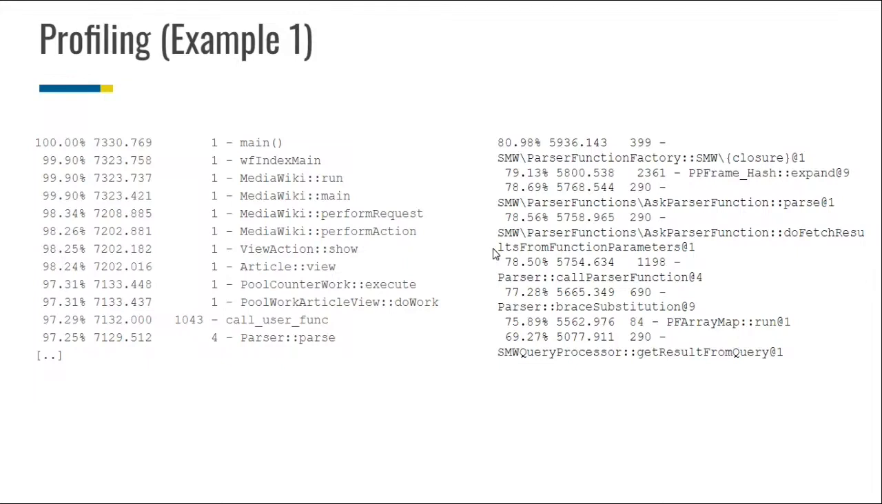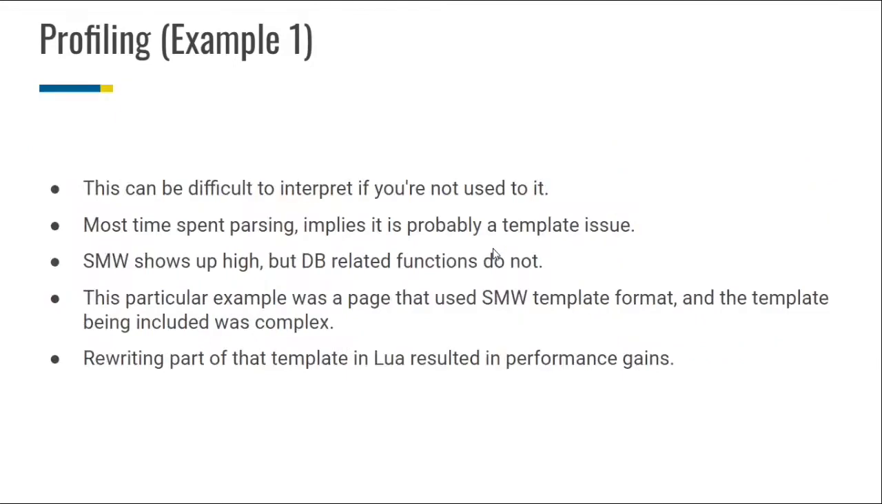In this particular example, it's an SMW template that does a query and uses the template format parameter to call a template for each item returned in the query. And that template was a very complex template. So this example turns out to be a complicated template. This was a real example, and we optimized the template, and it significantly reduced the time the page loaded, because that was the key. Basically our optimization was rewriting it in Lua, but not really changing much about the logic or how it works.